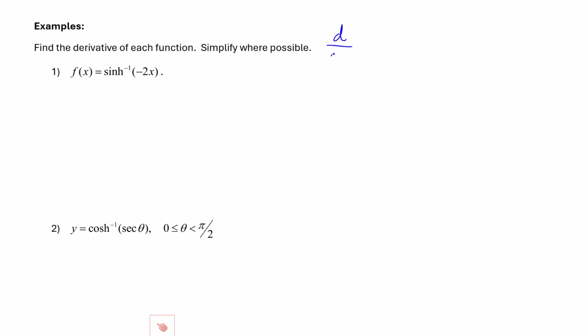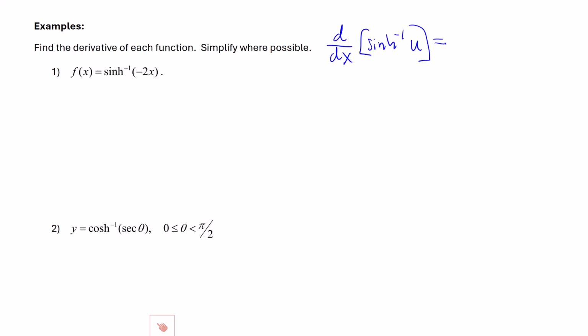So the derivative with respect to x, which I'll say is d over dx of, I'm going to put the general form here, sine hyperbolic inverse of u. So I'm going to use u as some implied function of x. This is typically what might be done to include the chain rule in the definition. So the derivative with respect to x of sine hyperbolic inverse of u would be equal to, well, the formula that we already know for it.